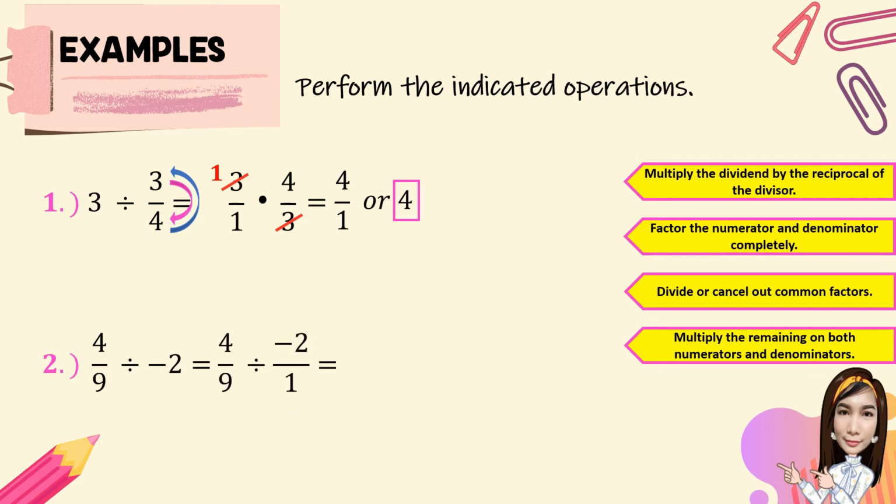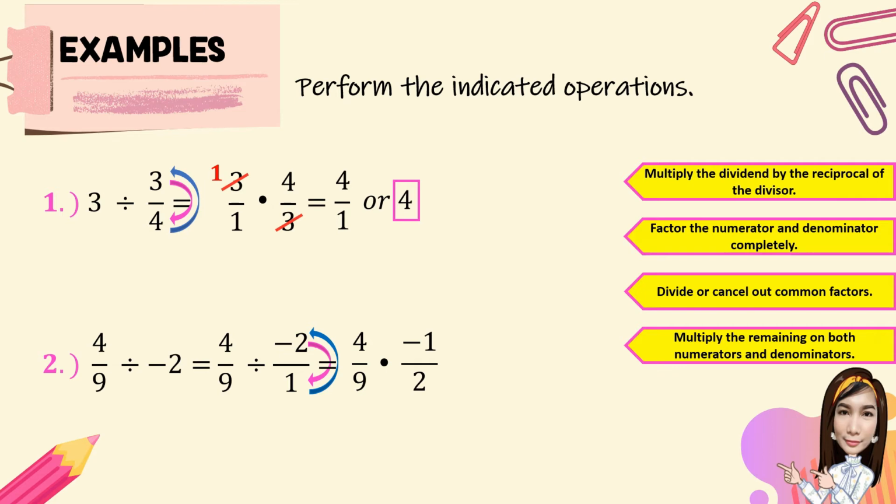For number 2, we have 4 over 9 divided by negative 2. So we have the dividend 4 over 9 divided by negative 2, which can be written as negative 2 over 1. Then multiply the dividend by the reciprocal of the divisor. So we have the dividend 4 over 9, then change division to multiplication, then get the reciprocal of negative 2 over 1, which is negative 1 over 2. The negative is not allowed on the denominator, so we keep that on the numerator.